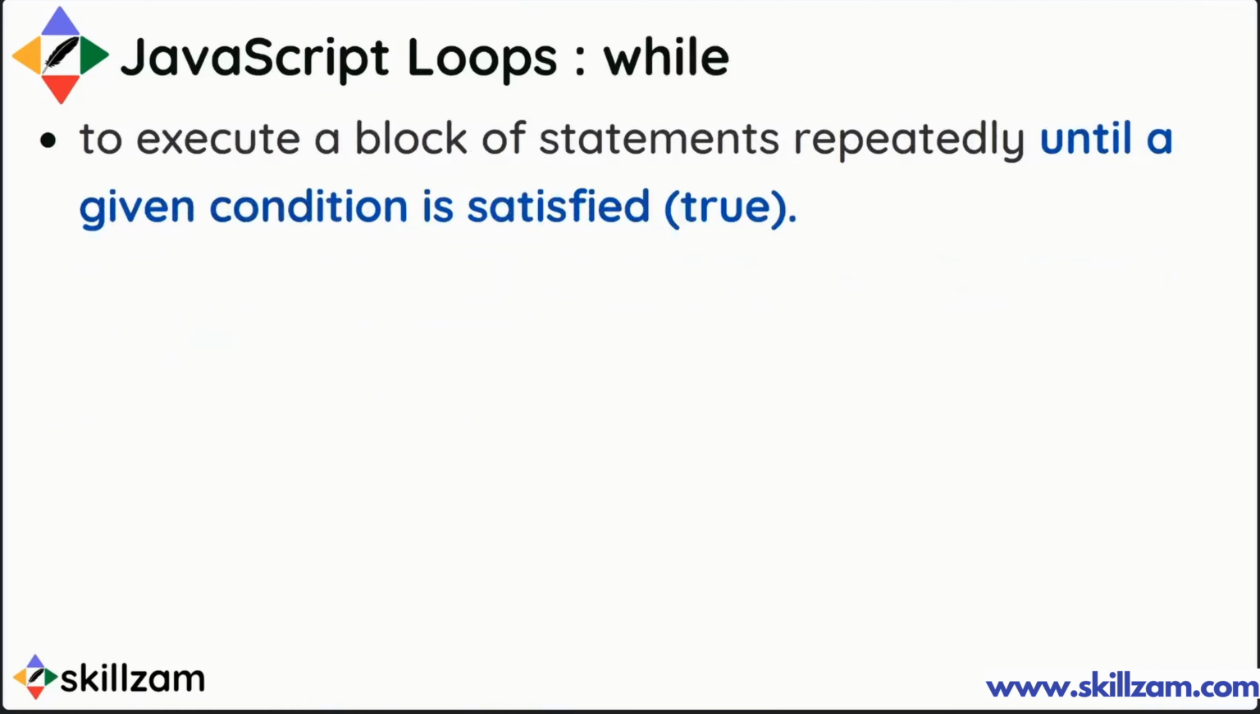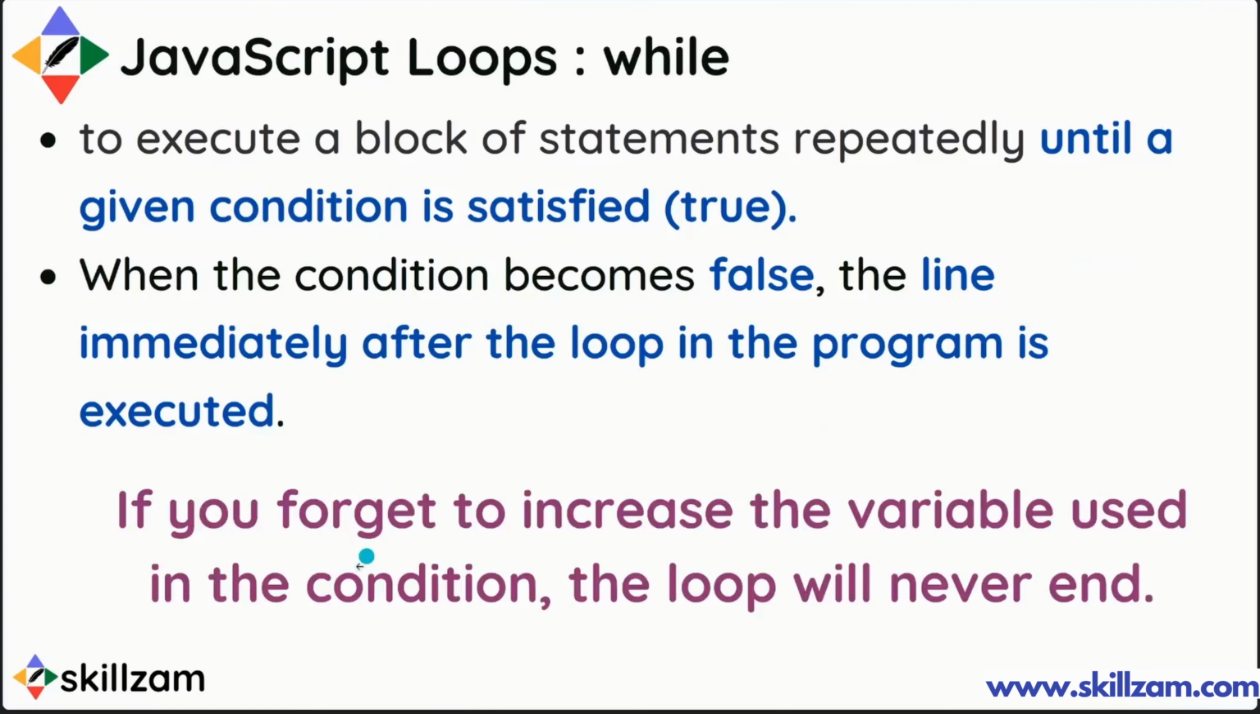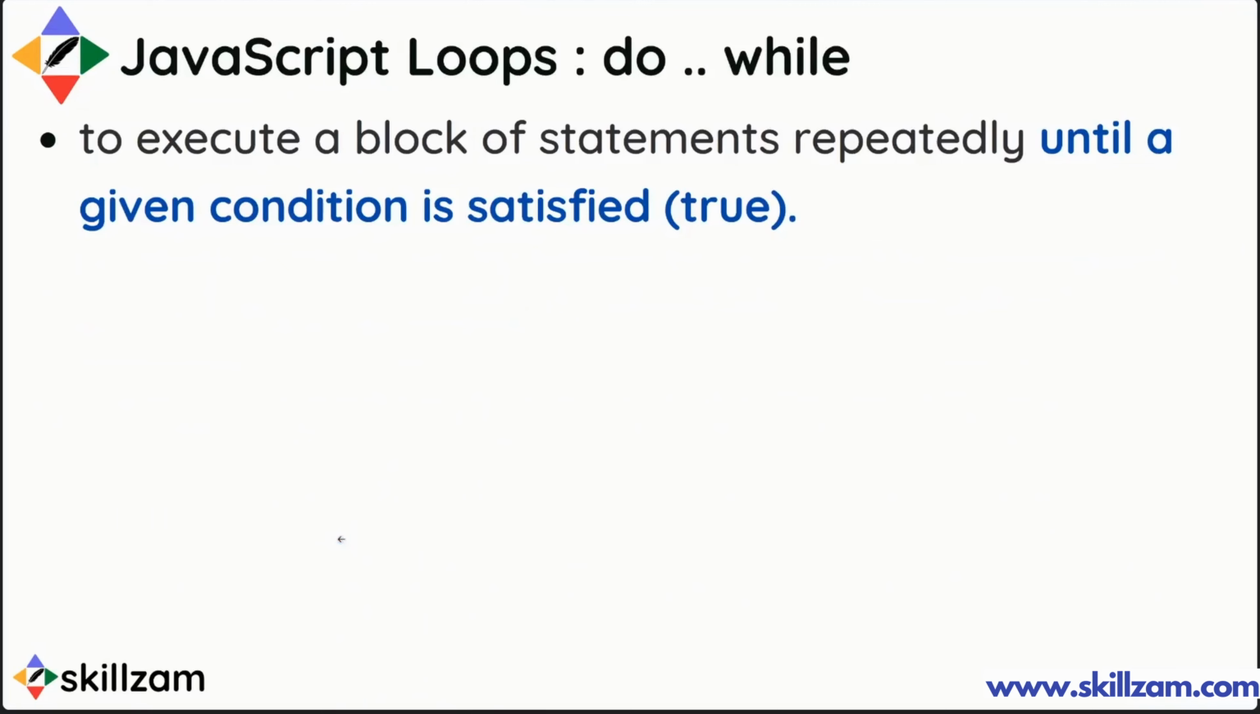The first one we'll talk about is a while loop. What will it do? It will execute a block of code repeatedly while a given condition is satisfied, which means there is a condition that exists. And the moment that condition becomes false, the line immediately after the loop in the program is executed. Like, for example, you have this. Let's talk about this now.